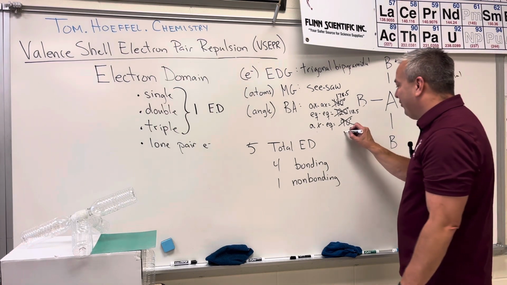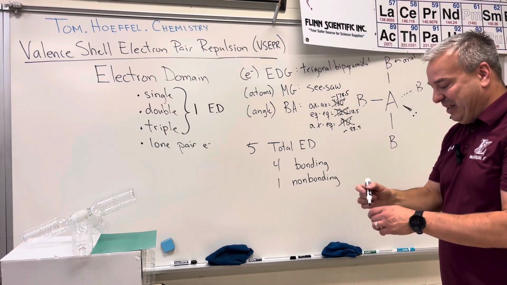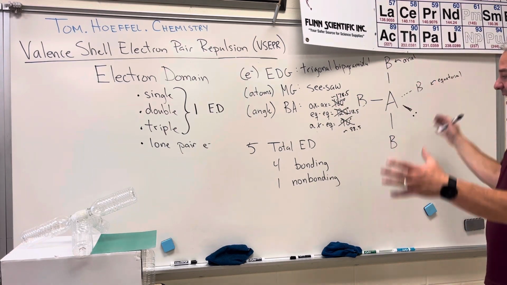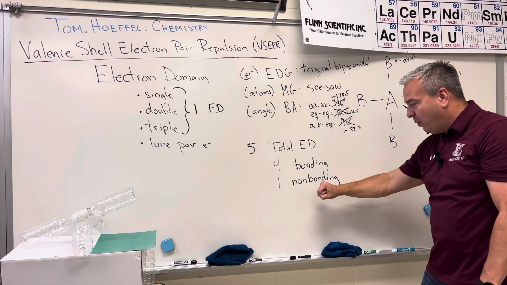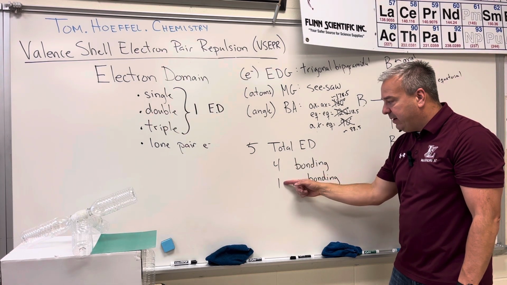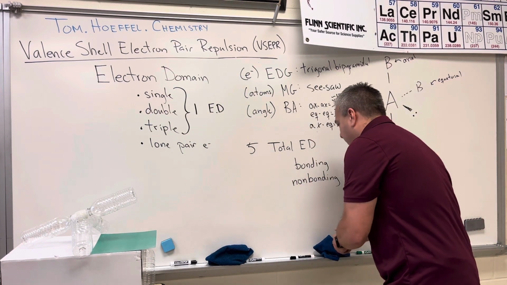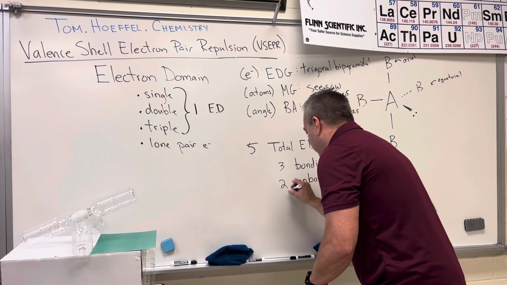And remember, these are all approximate. Don't hold me very tight to them. So that's what we have when we have 4 bonding and 1 non-bonding. So the next what if is, instead of 4 and 1, what about 3 and 2? So we're going to come in here, and we're going to do 3 and 2.